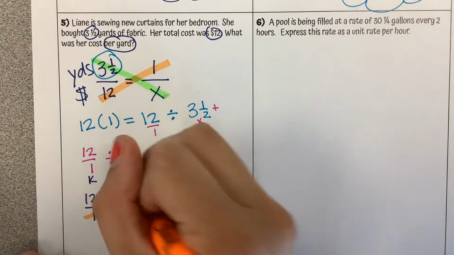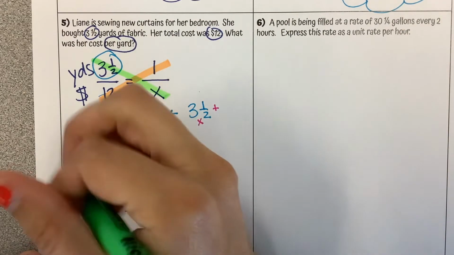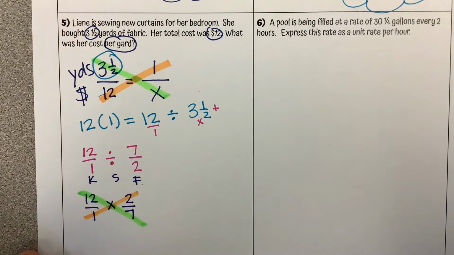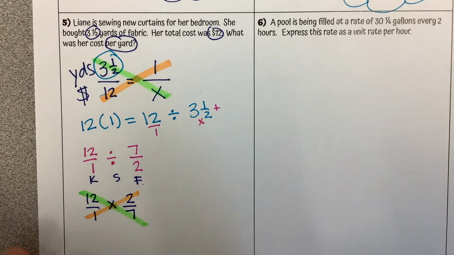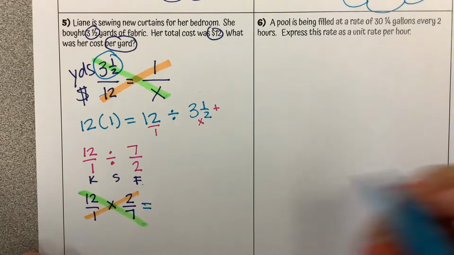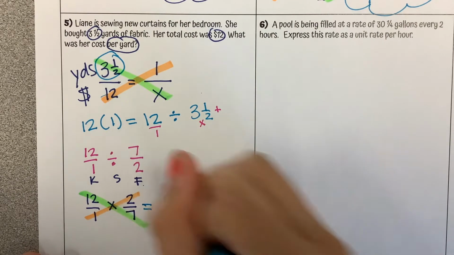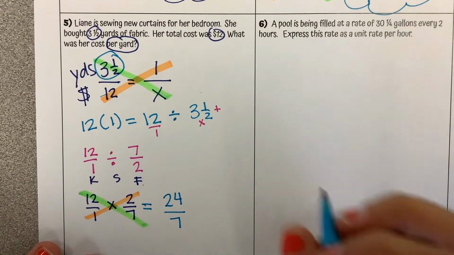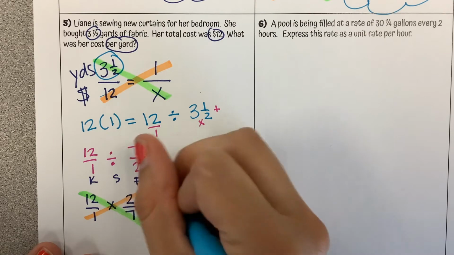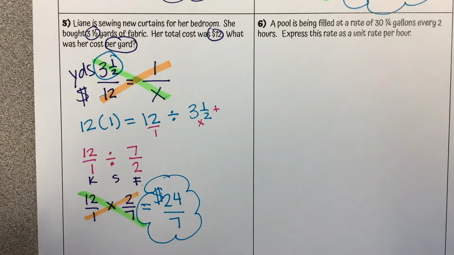Then we check our diagonals to see, does anything simplify? In this case, nothing simplifies. I'm just going to multiply across. 12 times 2 is 24. 1 times 7 is 7. So we get 24 over 7, and we were solving for the dollars. I know that doesn't necessarily make sense. We wouldn't really say it that way. We can leave it in fraction form here. We don't need to make it into a decimal right now.